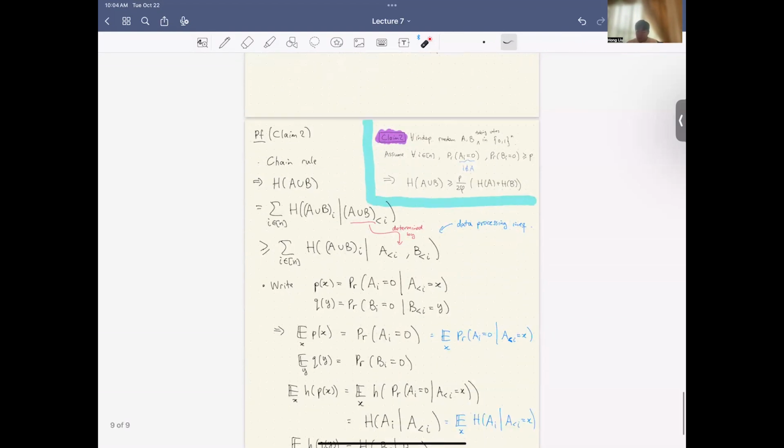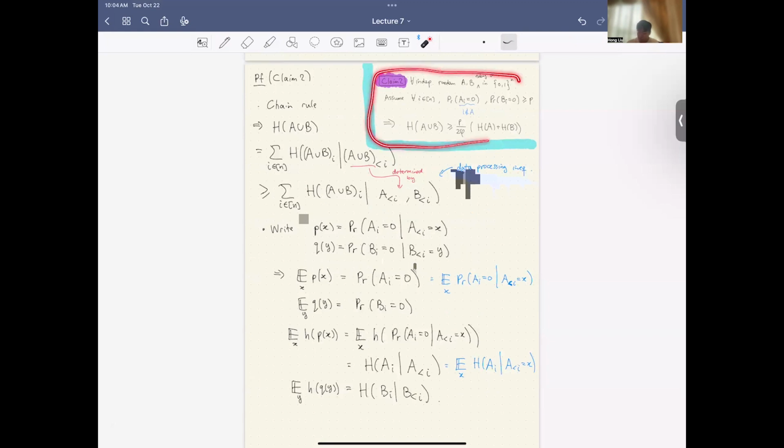And to prove this claim 2, we use chain rule to expand the union. And then we use this relaxation to lower bound it by knowing A_i and B_i previous bits individually.